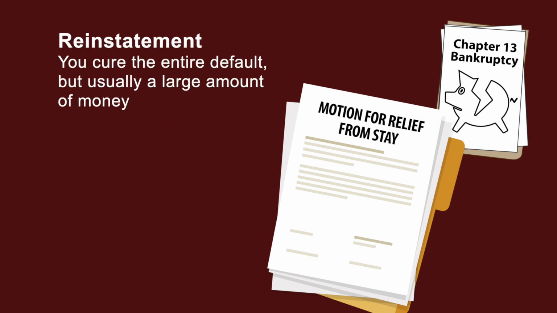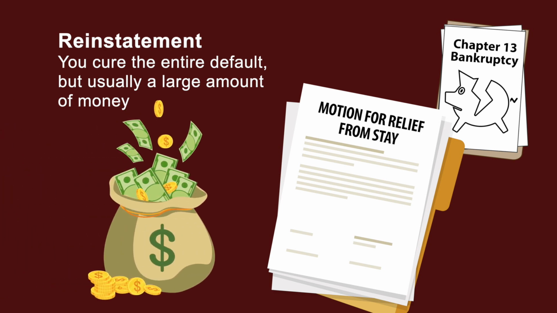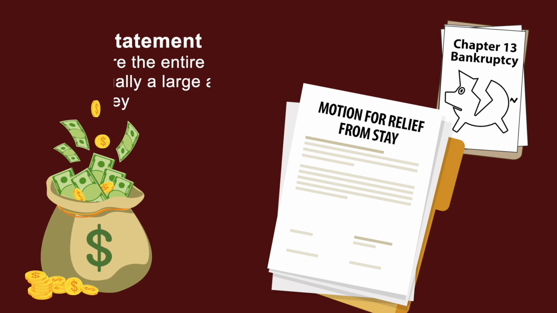A reinstatement is when you cure the entire default that's claimed in the motion for relief from stay. This is generally not a great option because it's generally a relatively large amount, but if you were to come into a lump sum such as a tax refund or other lump sum, this may be an option for you.